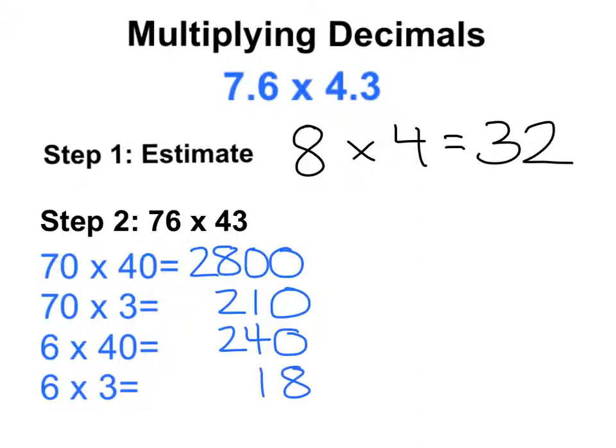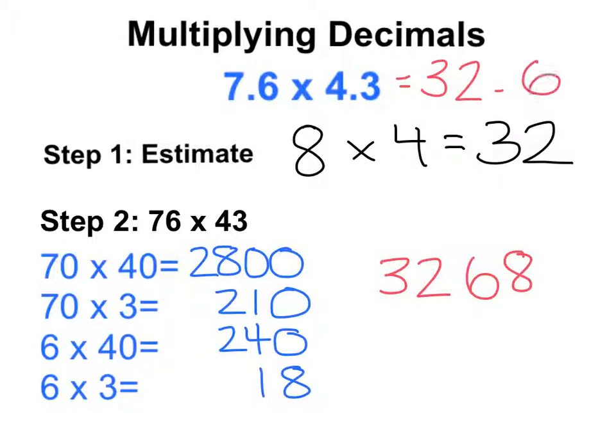Now I just have to add these products together to get the final product. So the sum is 3,268. I know my answer has to be somewhat close to 32, so 7 6/10 multiplied by 4 3/10 would be 32 and 68 hundredths.